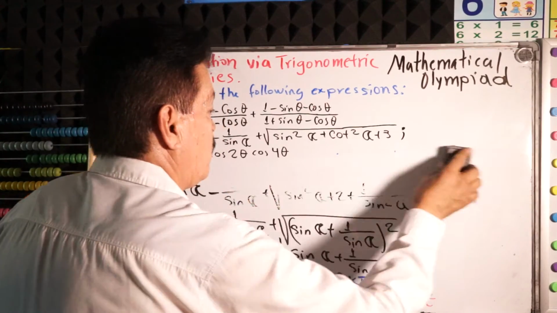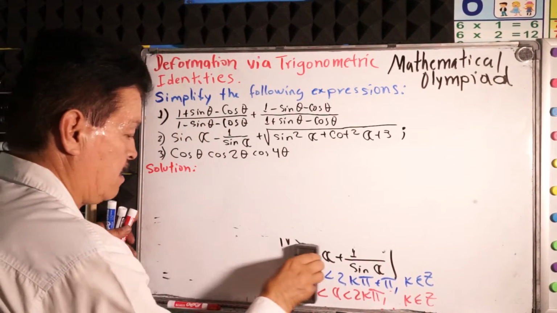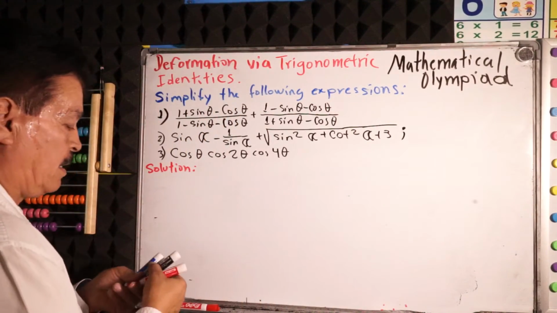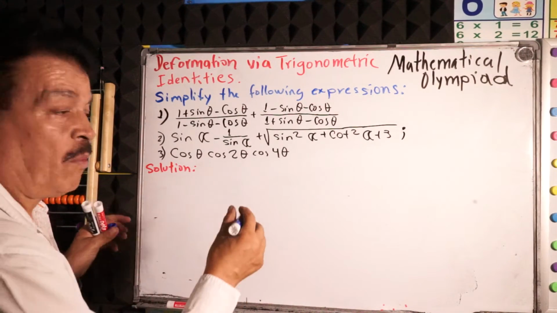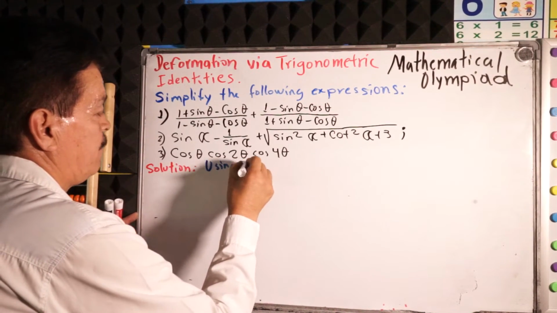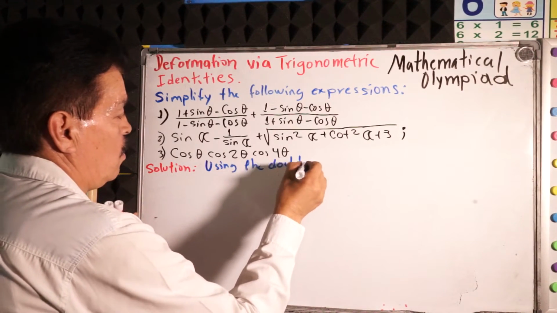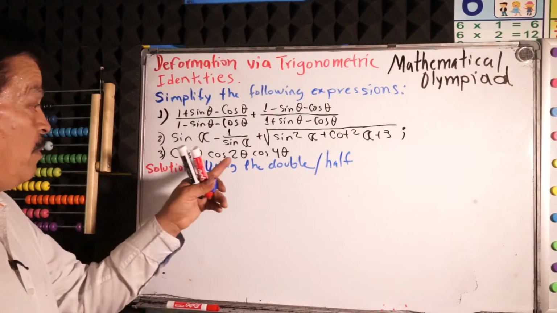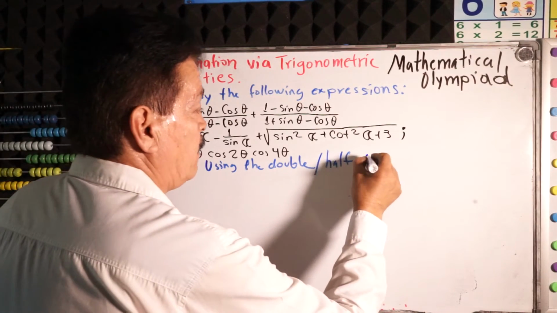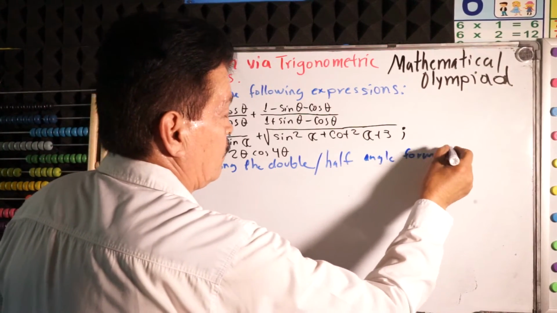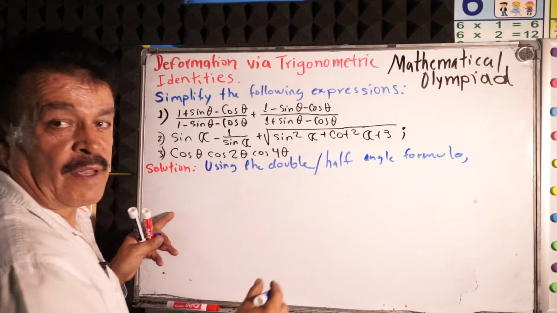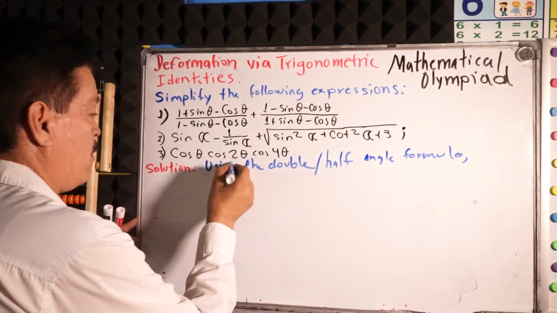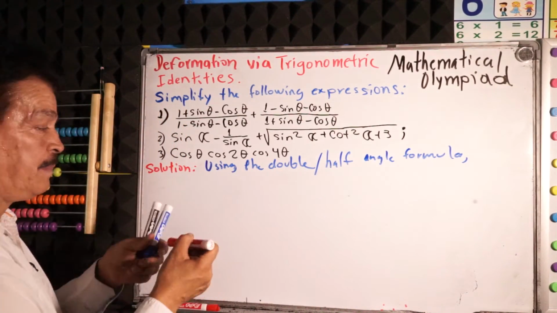Let's simplify number 3. Number 3 is a little bit easier, right? Let's see number 3. Using the double angle formula, we have to use the double half angle formula. And problem number 3, all right. Then we see the expression. Now the expression will be equal to, let's write.